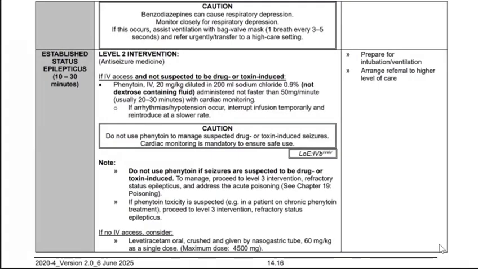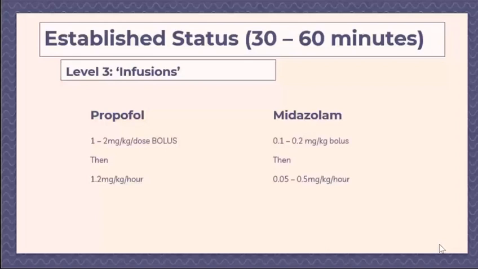So if you've got a drug or toxin-induced seizure, what you're going to do is go straight through to your level 3 intervention, which we'll speak about, and I already spoke about the levetiracetam as a nasogastric tube administration. Established status epilepticus, here we're speaking about our infusions, basically. So here we need to get onto propofol. This starts with a bolus, 1 to 2 milligrams per kilogram as a bolus, and then subsequently a 1.2 milligram per kilogram per hour infusion.